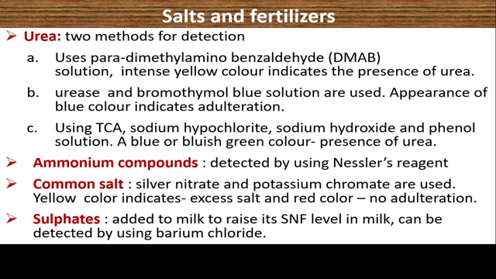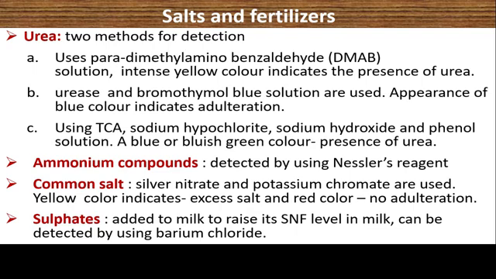The second one, urease and bromothymol blue solution are used. Appearance of blue color indicates adulteration. Using TCA, sodium hypochlorite, sodium hydroxide and phenol solution, a blue or bluish green color indicates the presence of urea. Ammonium compounds are detected by using Nessler's reagent.